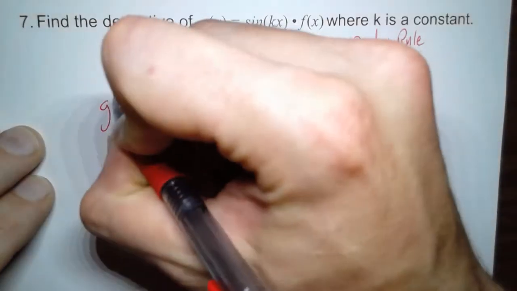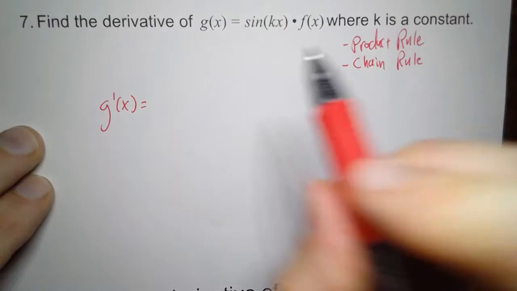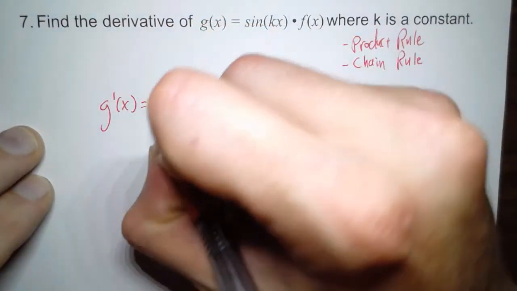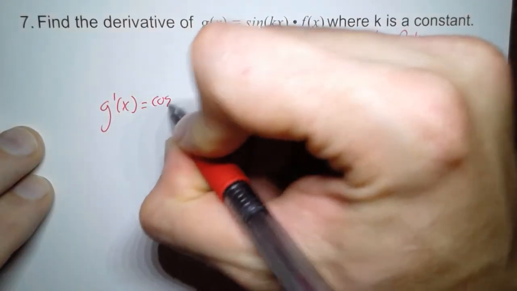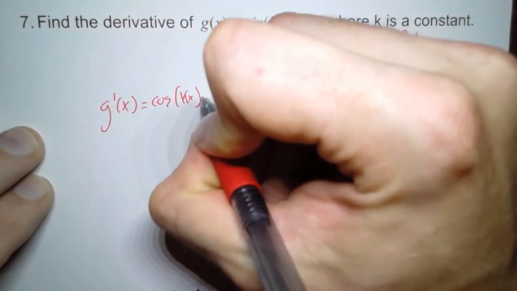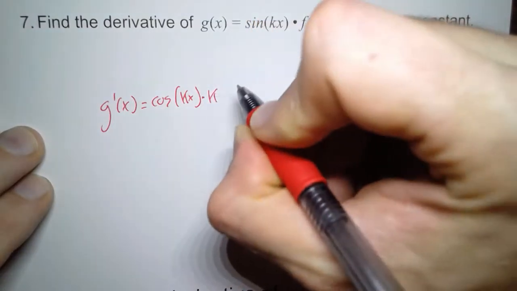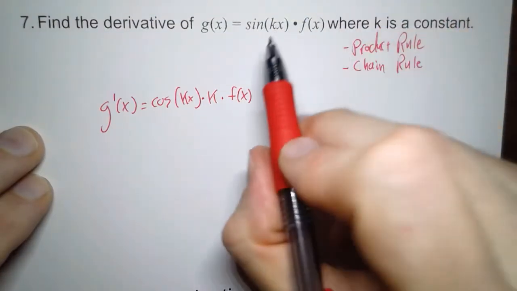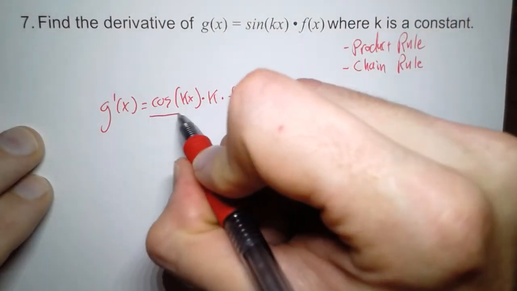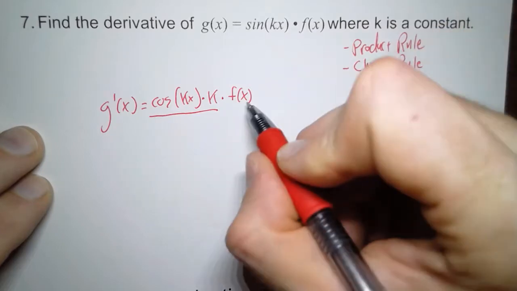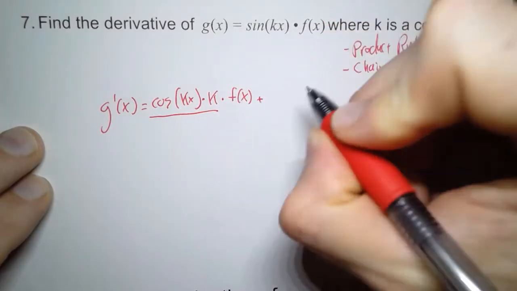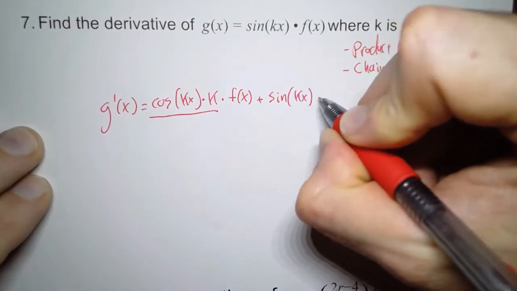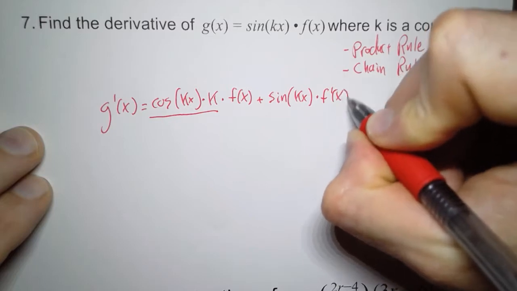So g of x, product rule says we first take the derivative of this. So the outside function is sine, so its derivative is cosine of kx times k times f of x. So we took the derivative of the first, that's this part right here. And then we multiplied by f of x and we left it alone. Plus, then we leave the first factor alone, sine of kx times f prime of x.